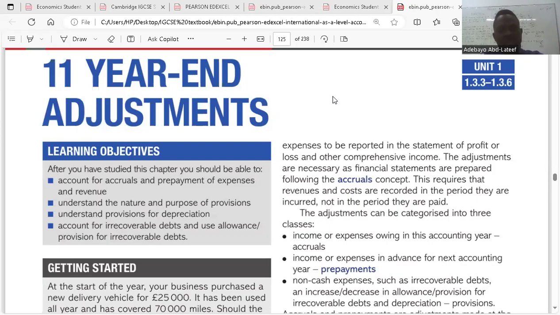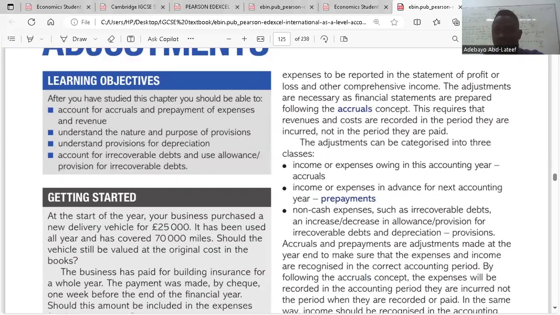Today we want to talk about year-end adjustments, accounting AS level. As soon as the year is ending, as soon as the business financial year is over, there are different adjustments that have to be made. Maybe the business is owing, or some other businesses are owing the business.